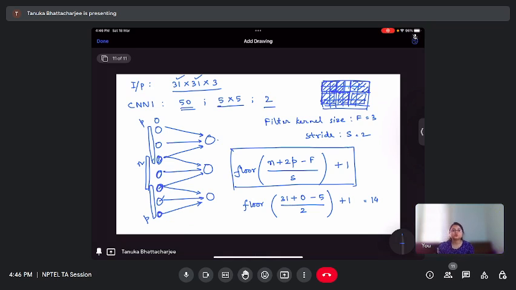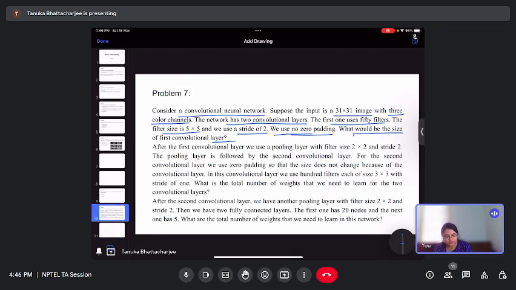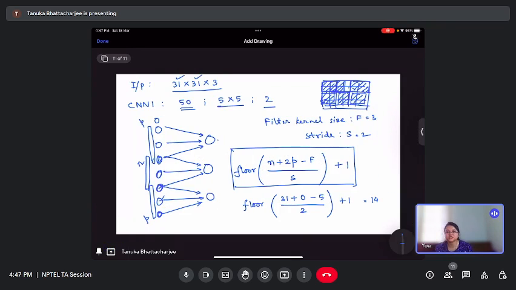How does the p value get 0? In the question itself it is mentioned that we use no zero padding in this particular layer. So, I just ignored the p for this. P is for the zero padding that you are doing on each side of the neurons.